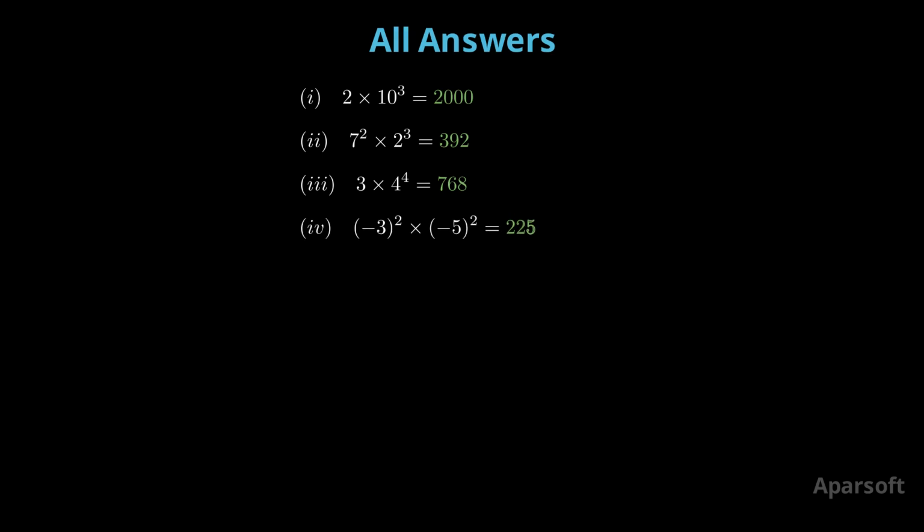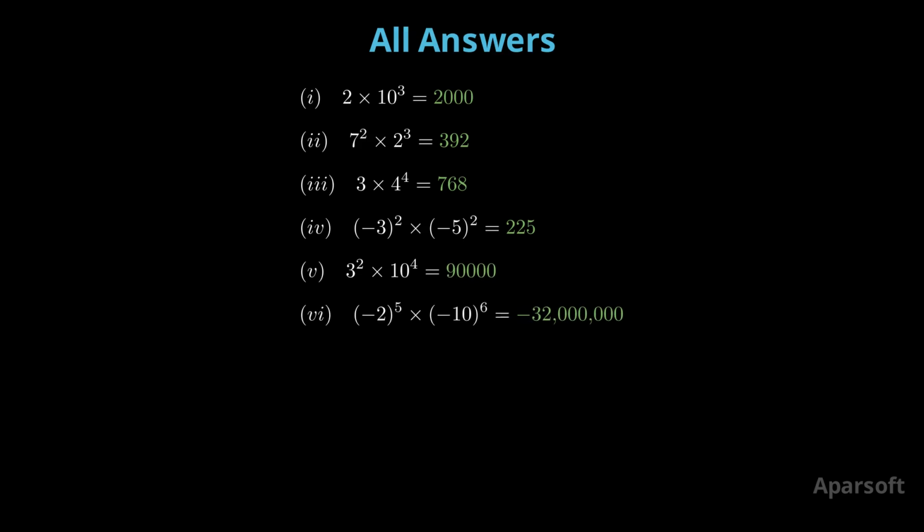Here are all 6 answers. Part 1, 2000. Part 2, 392. Part 3, the correct answer is 768. Similarly, for part 4, the correct answer is 225. Part 5, the correct answer is 90,000. And finally, the correct answer for part 6 is negative 32 million.